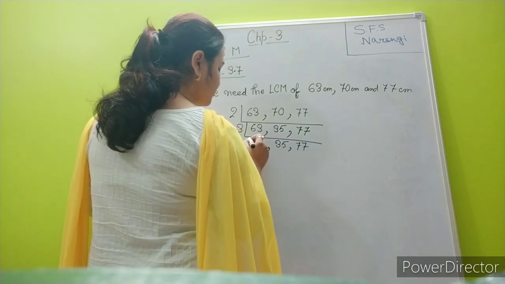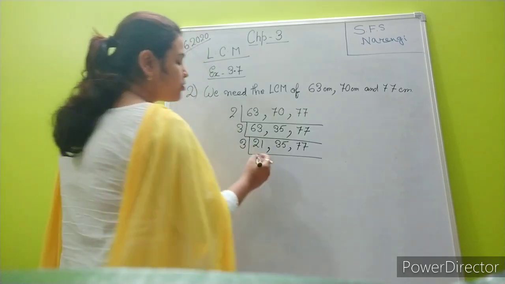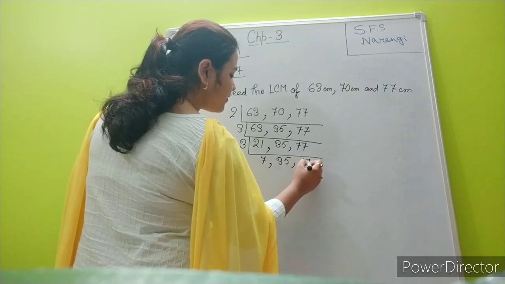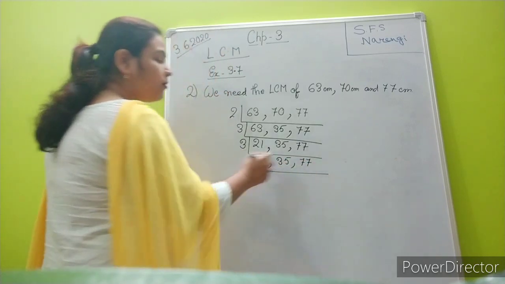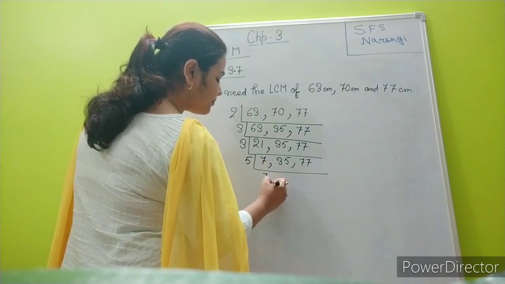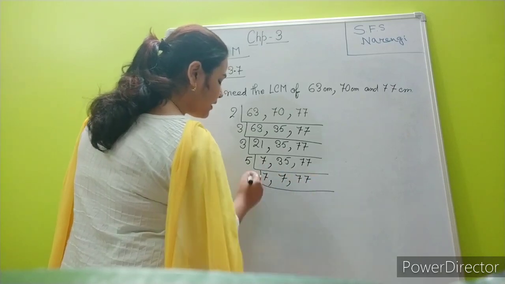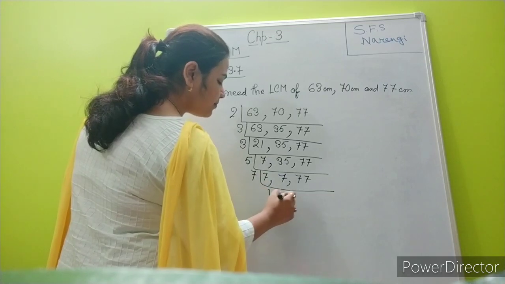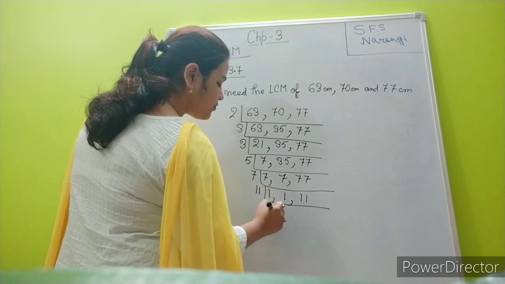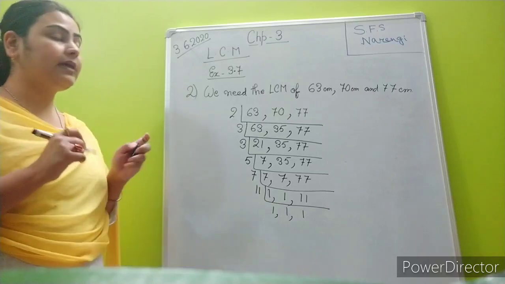So, 77. Now, again, because 21 goes, so 3 7s are 21, 35, 77. Now, none of these goes. Next is what? 5. 5 7s are 35, 77. Next, 7 1s are 7, 7 11s are 77. And last we are having these 1 will remain and 11 ones are 11.